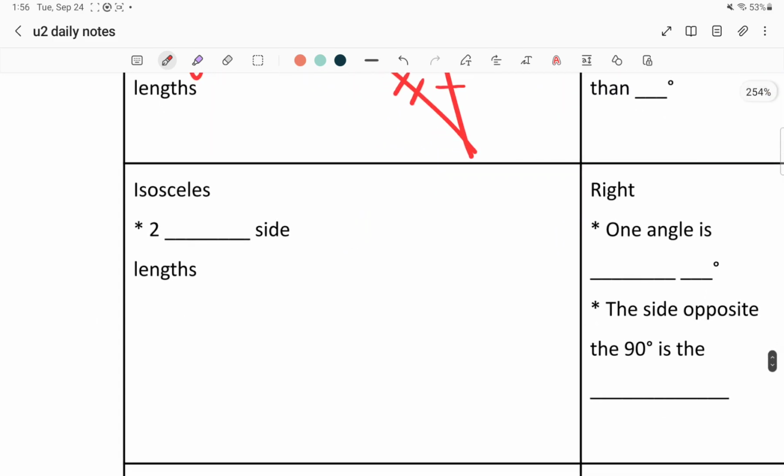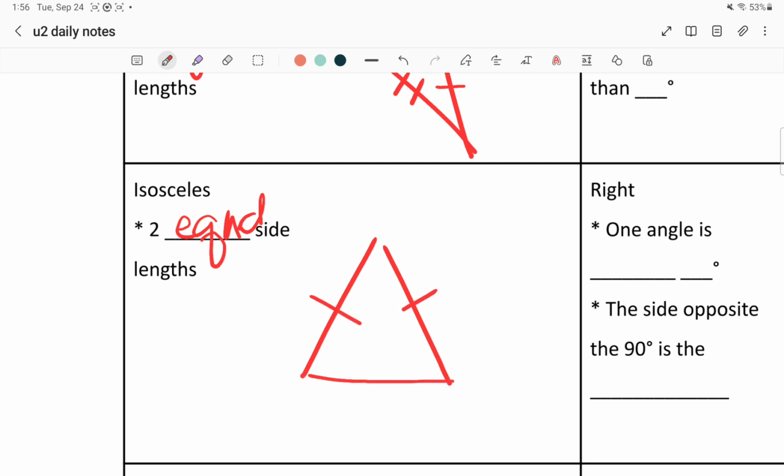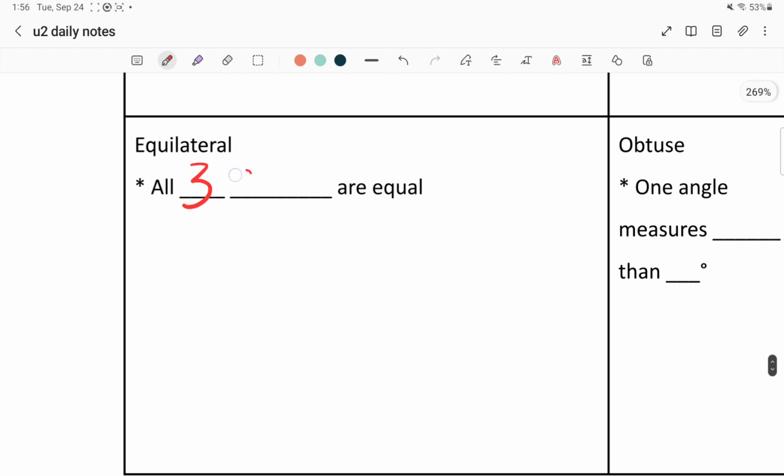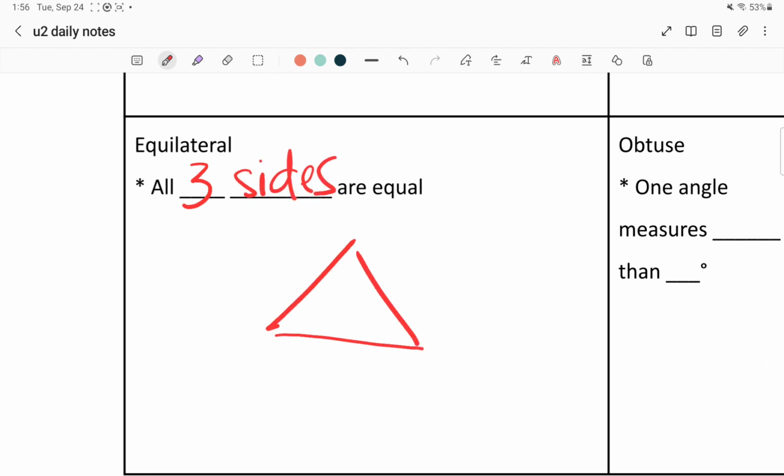When we have two sides that are equal, we call that isosceles. Typically looks like this, where we got two markings that are the same and one is different, or two sides are the same number and one's different. An equilateral is all three sides are equal. So if this side is 5, then this side's 5, and this side's 5. Or they would all have the same marking.